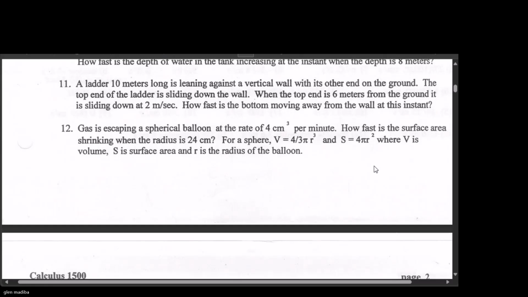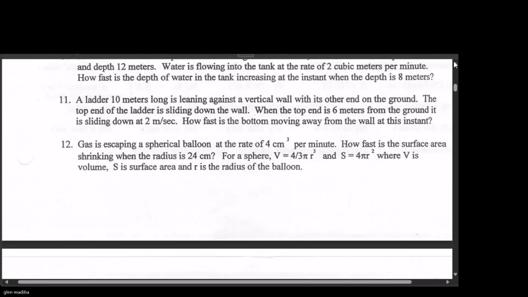Okay. My little question: which one is a derivative of what? Is volume a derivative of surface area, or is it the other way around? So basically, you have the volume formula, and you find its derivative formula. And then you have the surface area formula, and you find the derivative for the surface area formula. Okay.